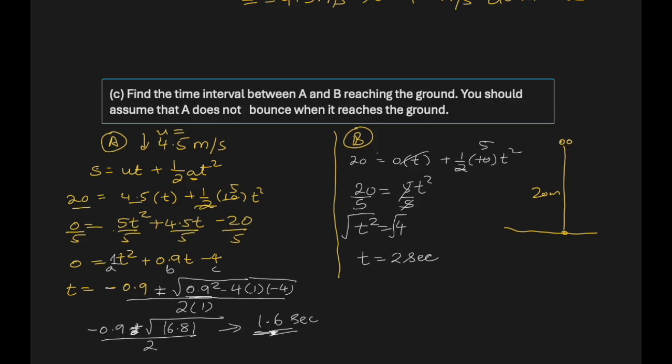Obviously this will hit the ground first. This will hit the ground later. But they're asking us to find the time interval between A and B reaching the ground. So the time interval between them reaching the ground will be 2 seconds minus 1.6, which is 0.4 seconds.